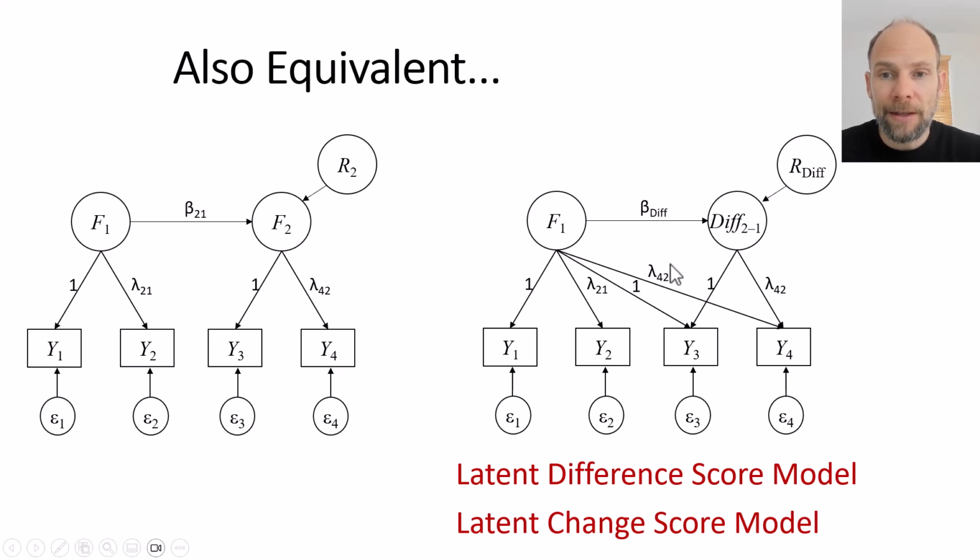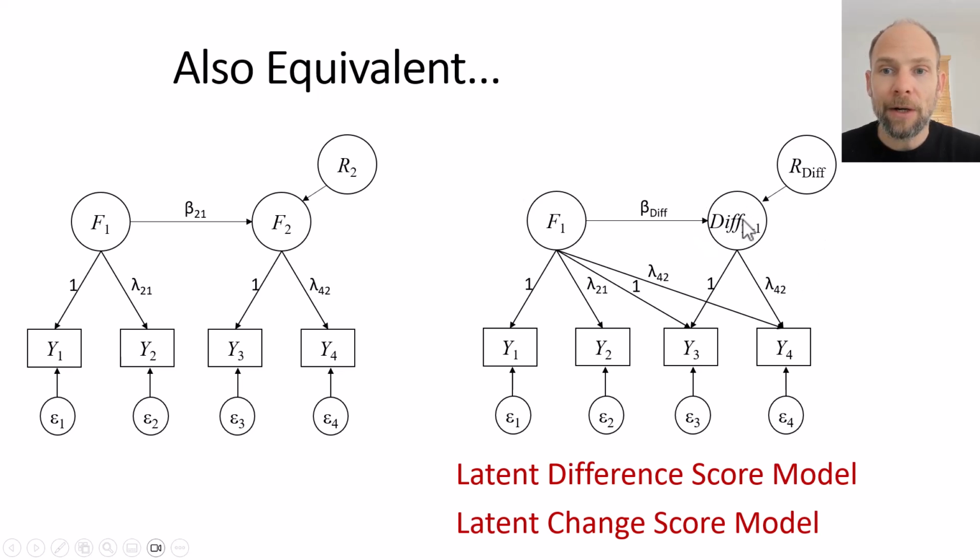So you can see that here we have y3 and y4 load onto both the f1 factor and the difference factor, and the loadings are the same. So lambda 4,2 for y4 is the same here as lambda y2 here, which is implied by the latent difference model. And then also the first loading is fixed to 1 respectively. And so this makes this factor here a latent difference factor.